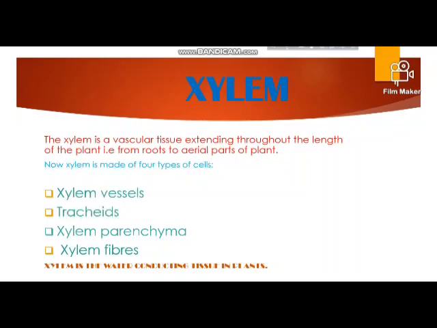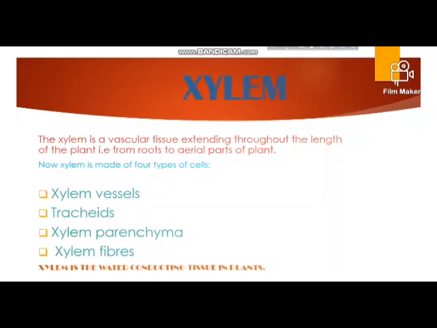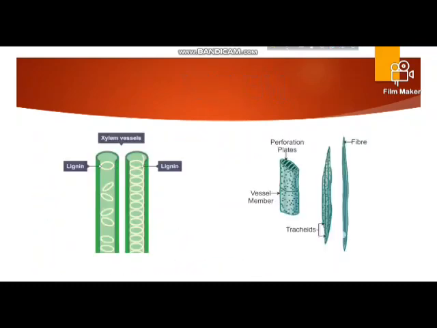Xylem vessels are long cylindrical cells joined from end to end to form long tubes. They have lignified walls, which means that their walls contain lignin. Lignin makes these cells stiff and provides structural support. The tracheids are also tubular cells, but with tapering ends. The cell walls are also thickened with lignin.